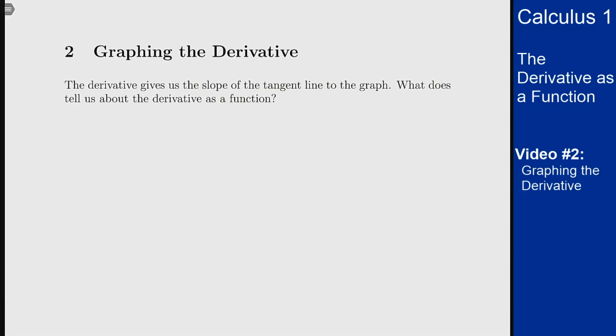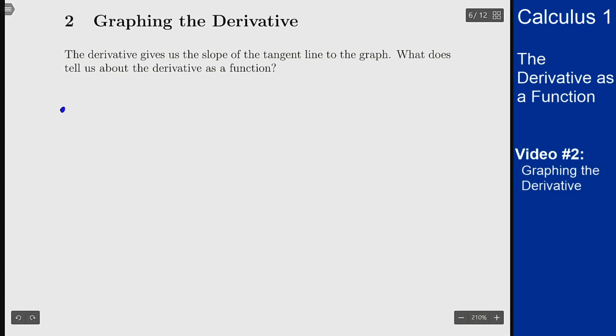In this video, we'll talk about graphing the derivative function and how we can use properties of the original graph to tell us what the derivative graph should look like. So we know that at every point, the derivative function gives us the slope of the tangent line to the graph of the original function.